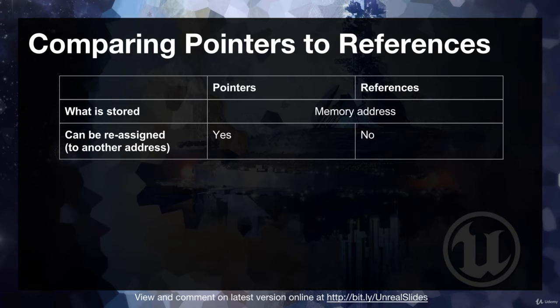So with a pointer, yes, you can. You can repoint your pointer to a different location in memory so that it's pointing at a different object. On the other hand, a reference is always fixed to pointing at a certain address in memory, and the only thing you can do is change the contents of that address in memory.